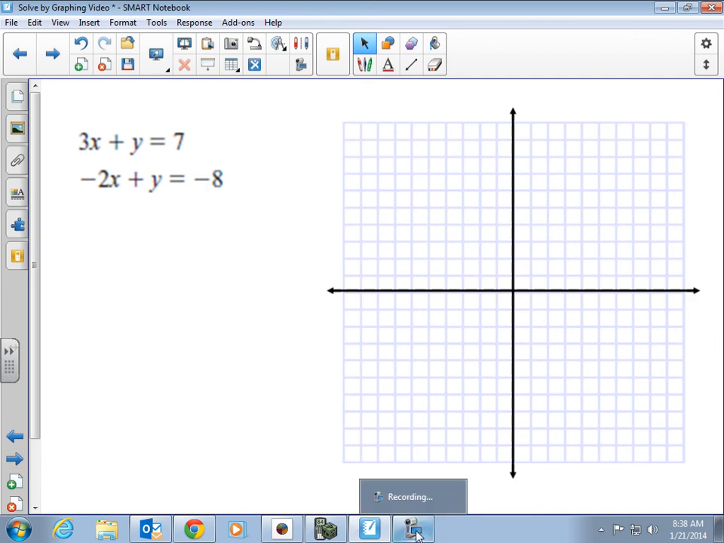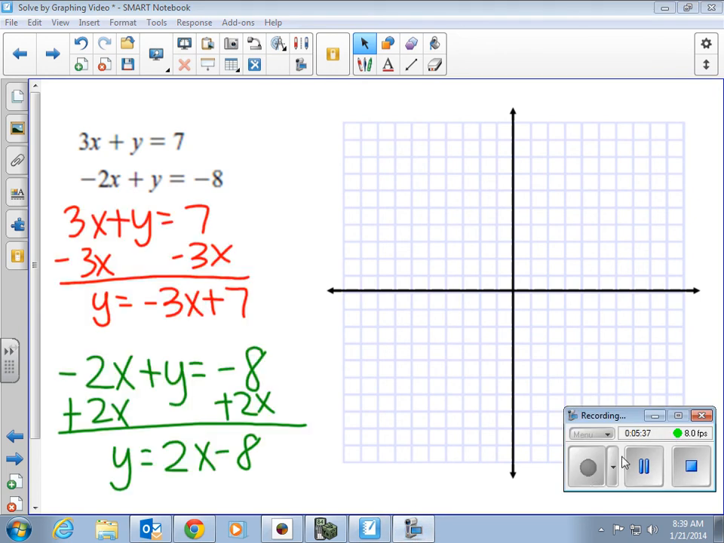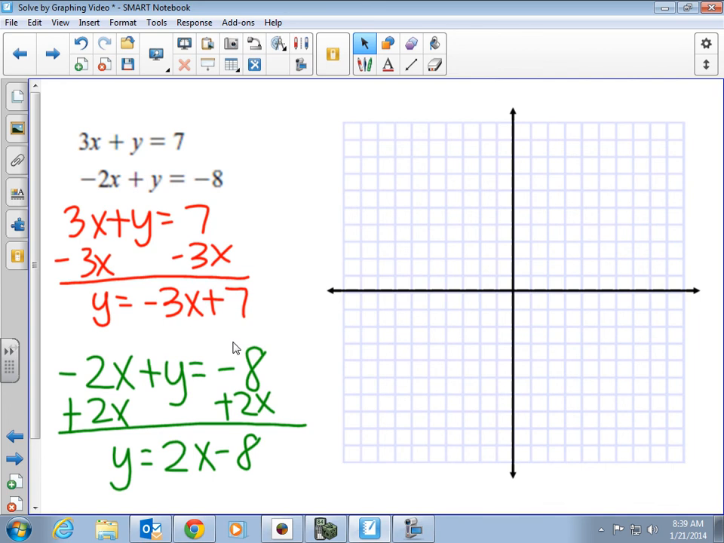Now, let's go ahead and try one more. I want you to press pause. I want you to get both of these equations into slope-intercept form on your own, and then we'll go from there. Okay, so hopefully you ended up with the exact same two equations that I did.